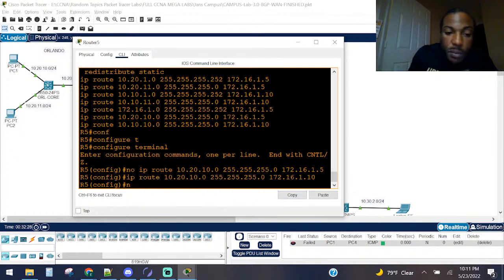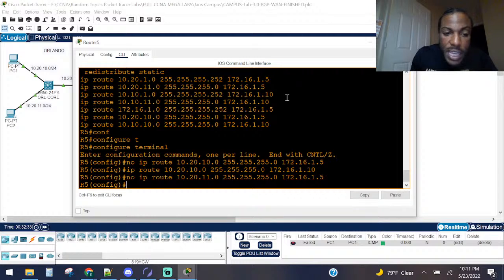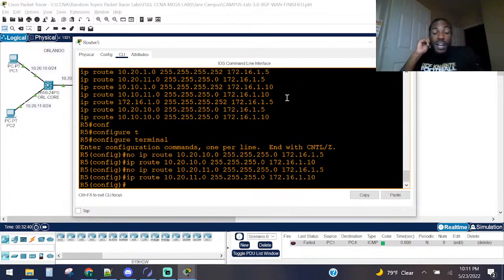So we're going to know it out, as my coworker would say. Yeah, you got to know it out. Get rid of that and put it back in and say the next hop to make it there is actually 1.10.